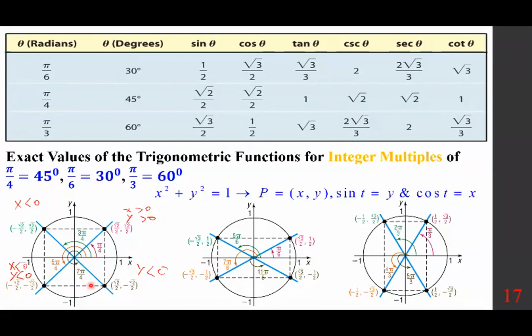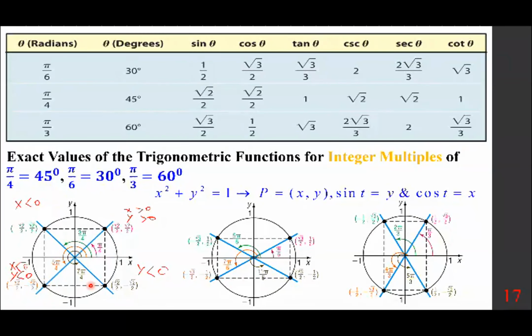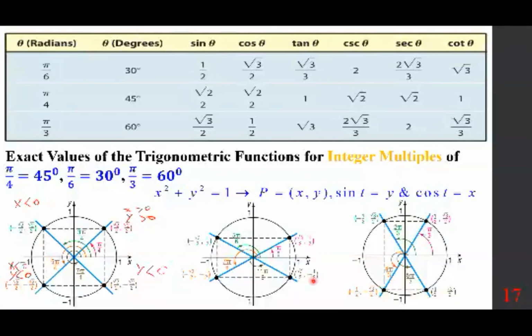If you go with this angle, pi over 6, you know that x or cosine is square root of 3 over 2, y or sine is 1/2. When you go to the third quadrant, both of them become negative. But in the second quadrant, x becomes negative. That means cosine is negative. And in the fourth quadrant, y is negative. That means sine is negative. If you look at pi over 3, it works out in the same manner.